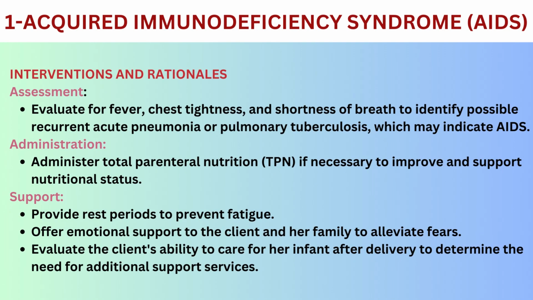The interventions and rationales: evaluate for fever, chest tightness, and shortness of breath to identify possible recurrence of acute pneumonia or pulmonary tuberculosis, which may indicate AIDS. Administer total parenteral nutrition (TPN) if necessary to improve and support nutritional status. Provide rest periods to prevent fatigue. Offer emotional support to the client and her family to alleviate fears. Evaluate the client's ability to care for her infant after delivery to determine the need for additional support services.